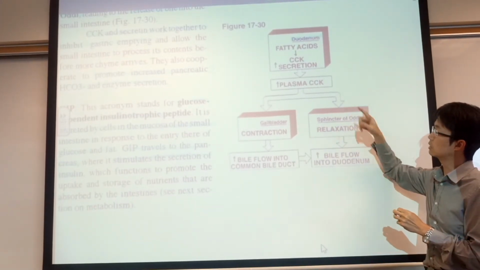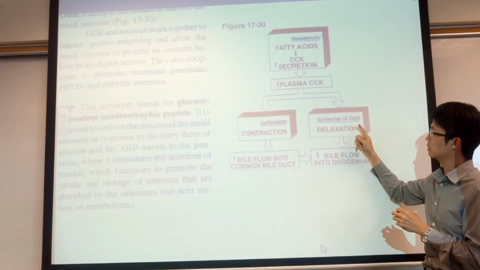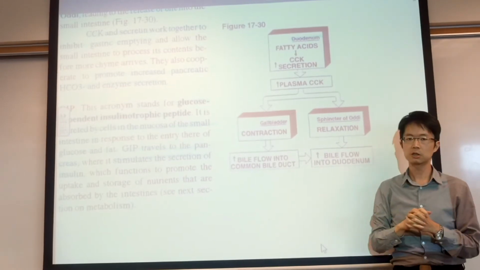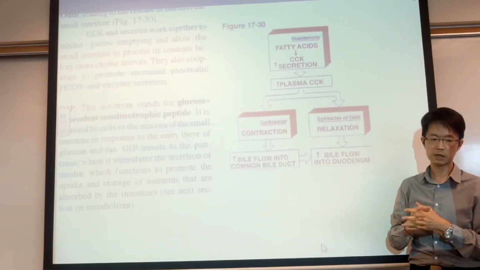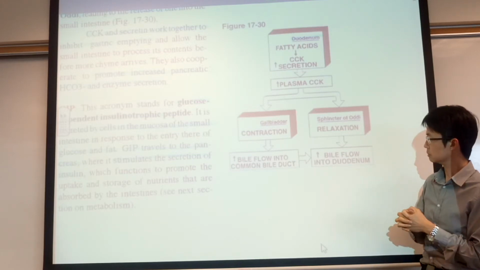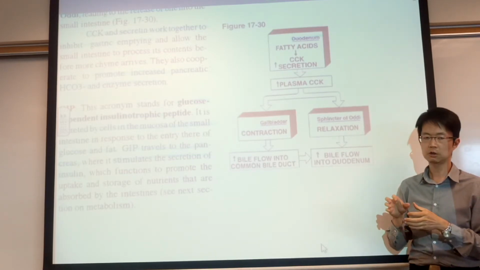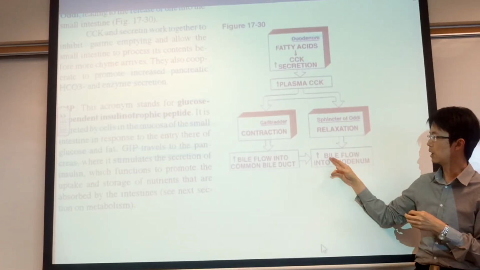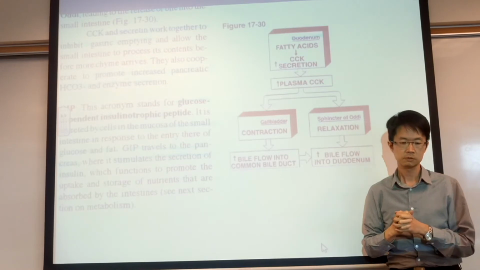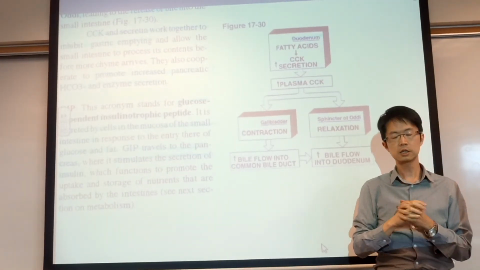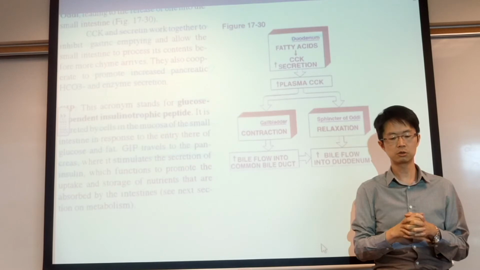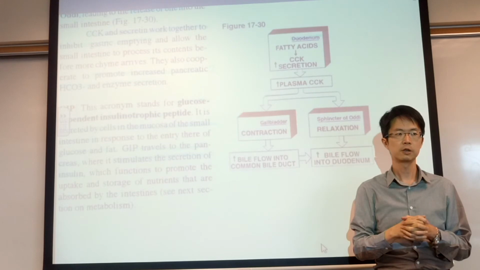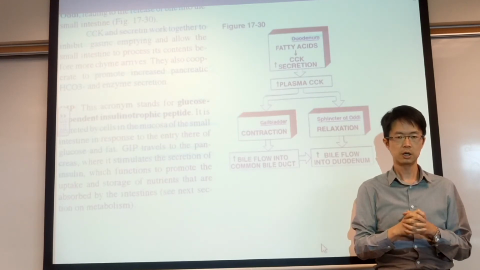Another function of cholecystokinin is that it can relax the sphincter of Oddi. The sphincter of Oddi is the muscle that controls the opening of the bile duct. And when it relaxes, then the bile can go to the duodenum. So basically, another function of cholecystokinin is to increase the flow of bile into the duodenum.